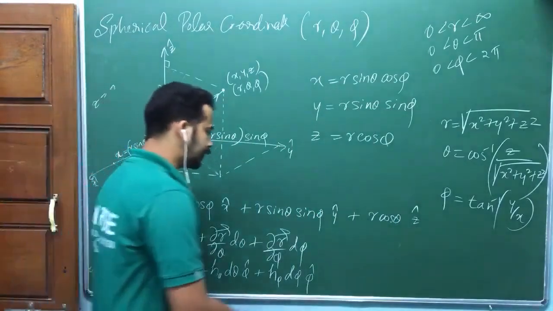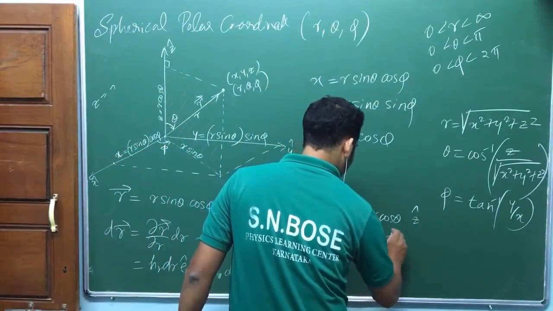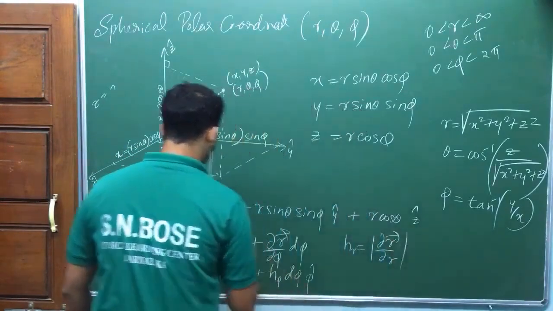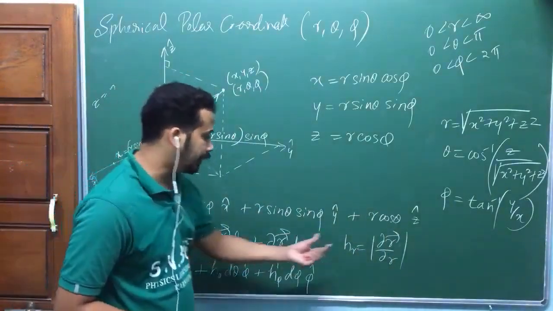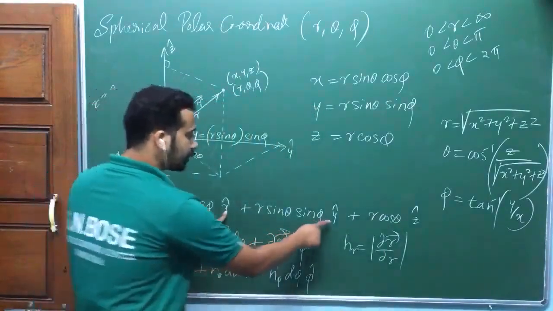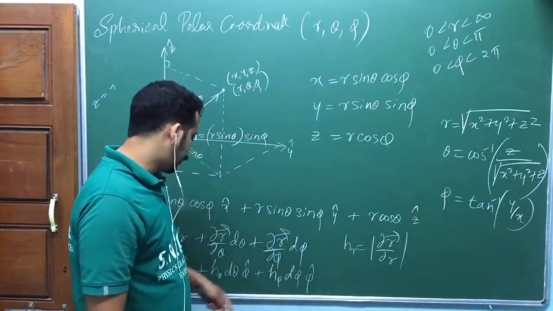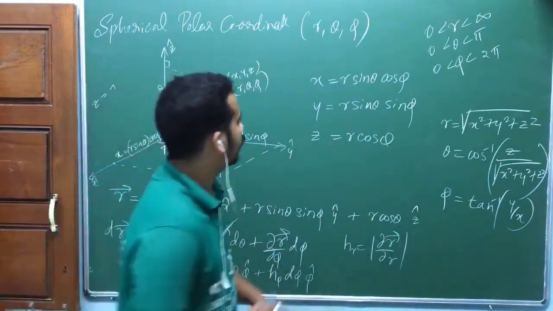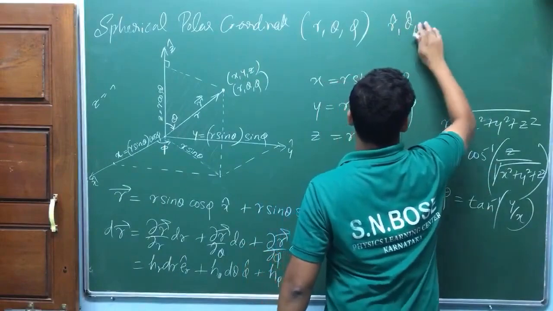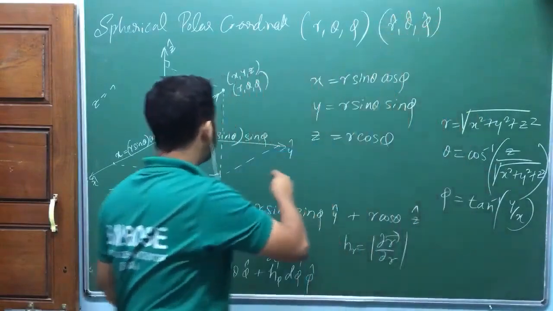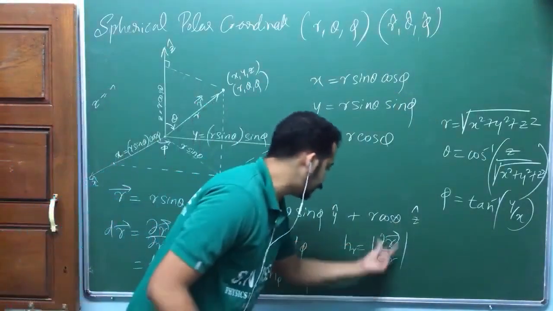Now define hr. What is hr? Is equal to mod of dou r by dou r. Am I right? From this equation, look at here. Why have I taken this equation? Because in this equation, it's very easy to take the vector derivative because the unit vectors are not variable. We shall see later. Let me define the unit vectors r cap, theta cap, phi cap. So these are variable. I mean, those are different for different points in space. But these are not variable. That's why it is very easy to take the derivative.